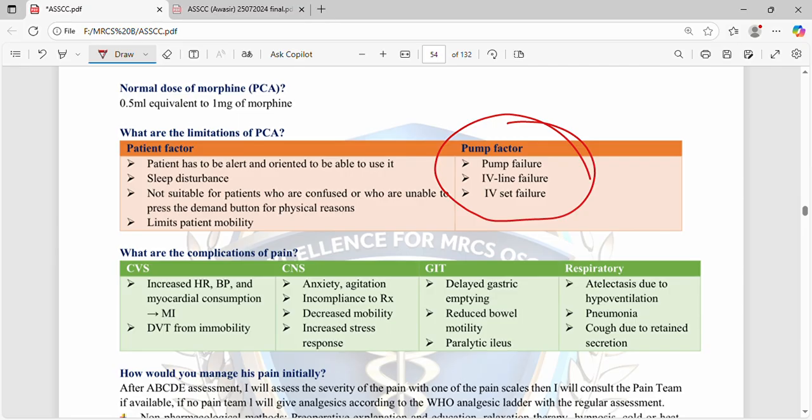Then we have patients who are very weak or critically ill, so they cannot use it, or some other reason, paralysis. Also, the patient is sleeping and then suddenly he starts feeling the pain, so sleep disturbance is also associated. And it can overdose the patient as well. For example, if the patient is continuously injecting the doses, he can be overdosed.